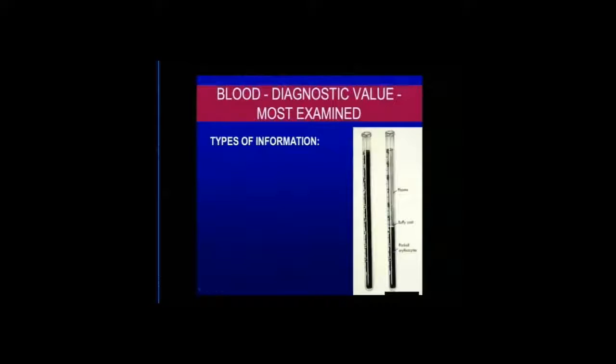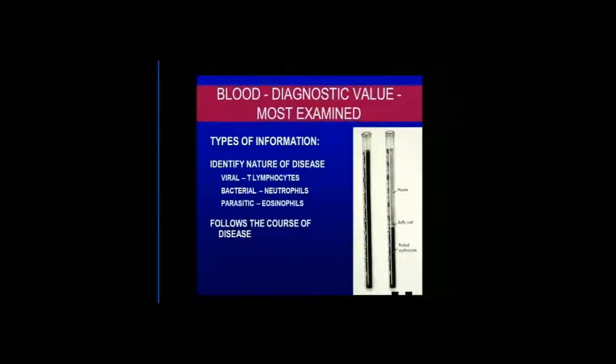Now, blood is very valuable to the medical profession for diagnostic purposes. The reason a doctor takes blood is he wants to try to figure out what's wrong with you. And so by looking at the cells that are in the blood, you can tell if you have a bacterial infection, a parasitic infection, or a viral infection. Different cells would be elevated in concentration in the blood. And also it follows the course of the disease. Are you getting better? Are you getting worse? And then to evaluate the effectiveness of treatment.